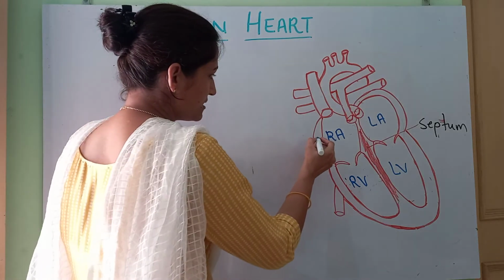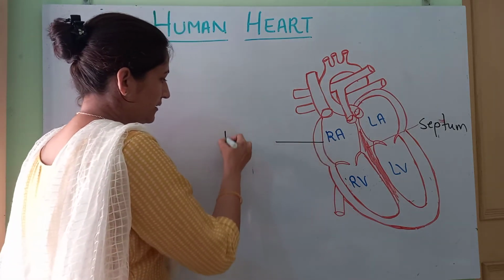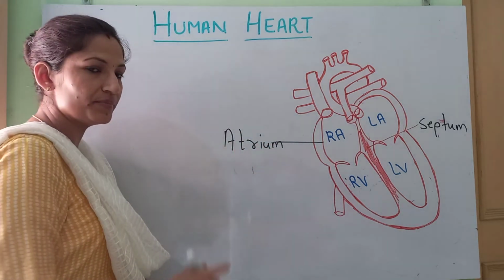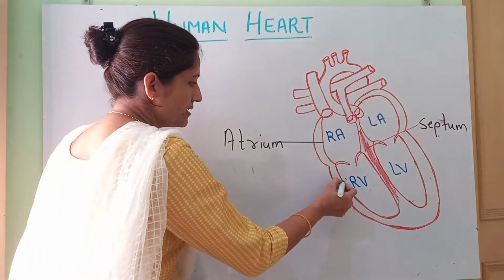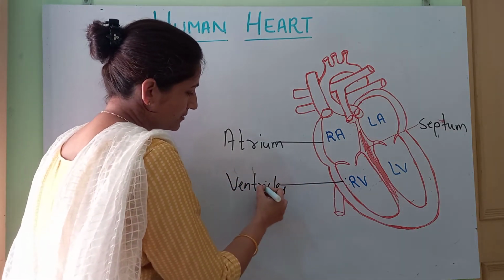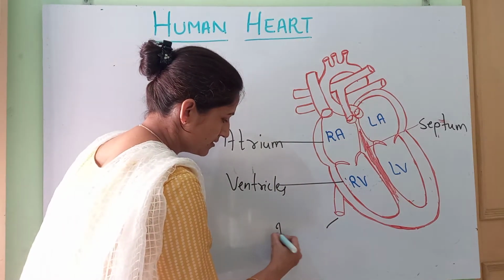So these are the atria. The atria have a thin wall as compared to the ventricles. These are the ventricles.